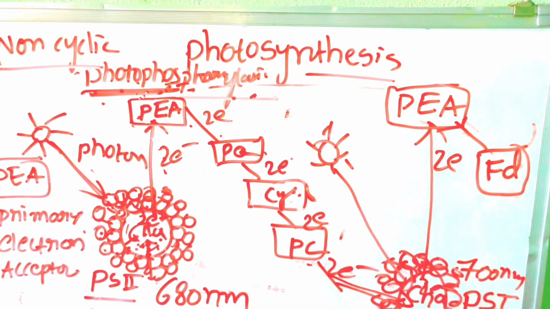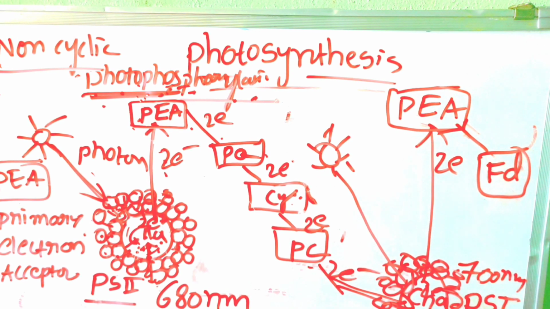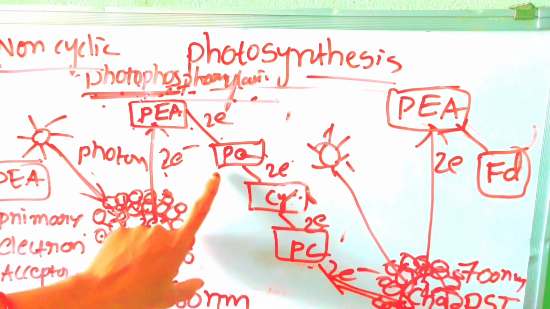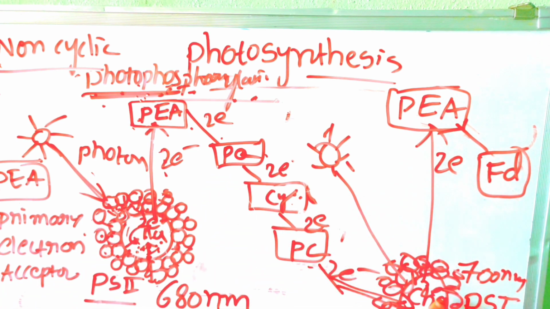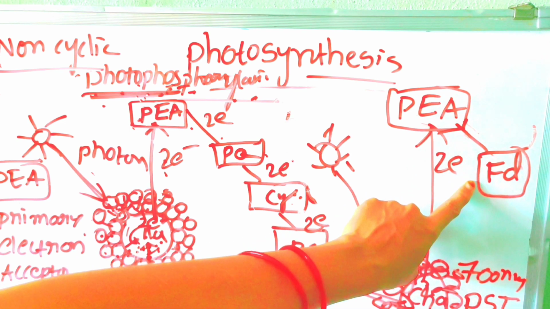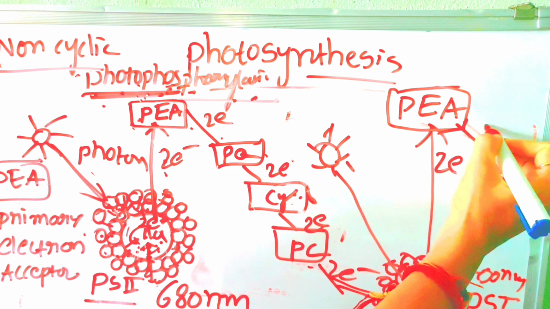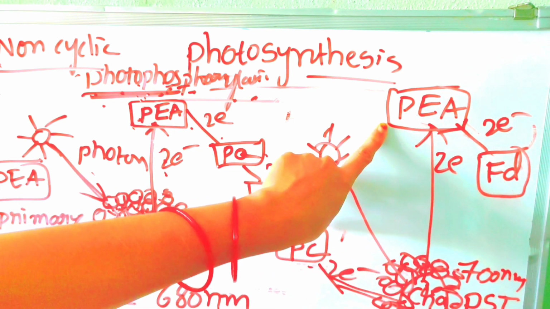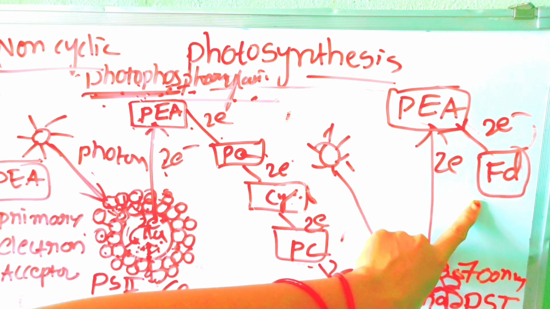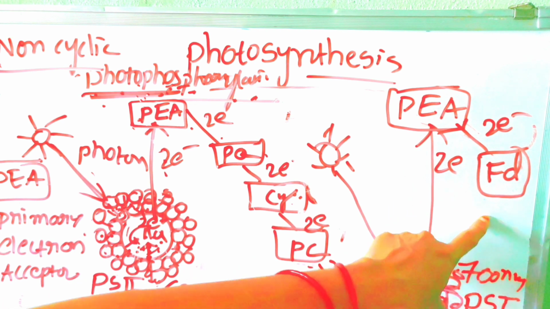Ferredoxin is a very important electron carrier. In photosystem 2, what are the carriers? Plastoquinone, cytochrome and plastocyanin. But in photosystem 1, what is the important carrier? Ferredoxin. Through ferredoxin, the pair of electrons goes from the excited state to the ground state through the ferredoxin electron transporter.